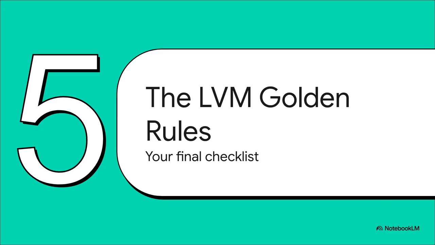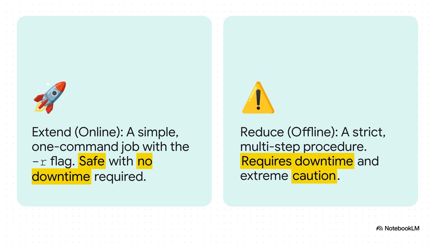Okay, I know that was a lot to take in, especially the scary parts about shrinking. So let's just boil it all down into a simple set of golden rules. Think of this as your pre-flight checklist for managing LVM safely every time. This slide really says it all, doesn't it? Look at the difference. Extending is simple. It's online. It's one command if you use that -r flag. Reducing, on the other hand, is complex, it's offline, it's a whole multi-step procedure where the order is everything.